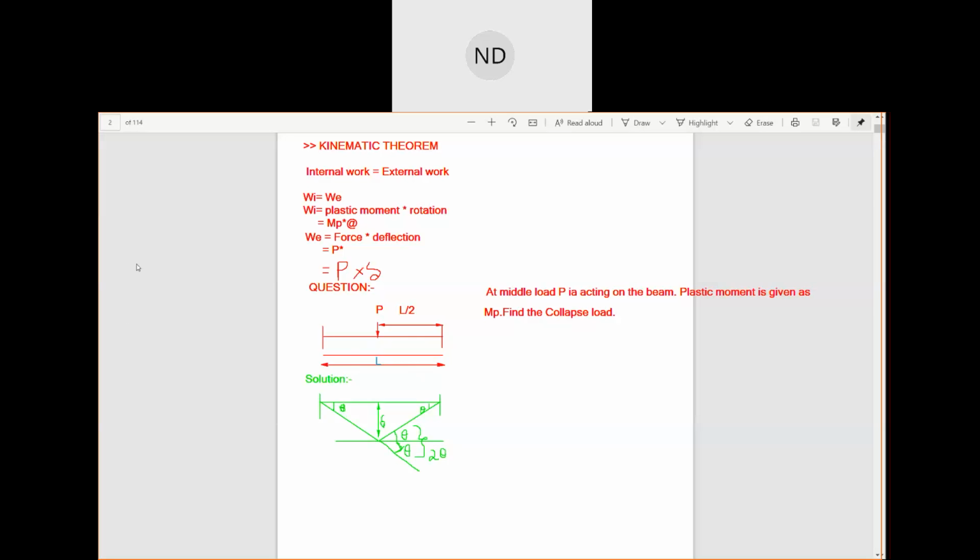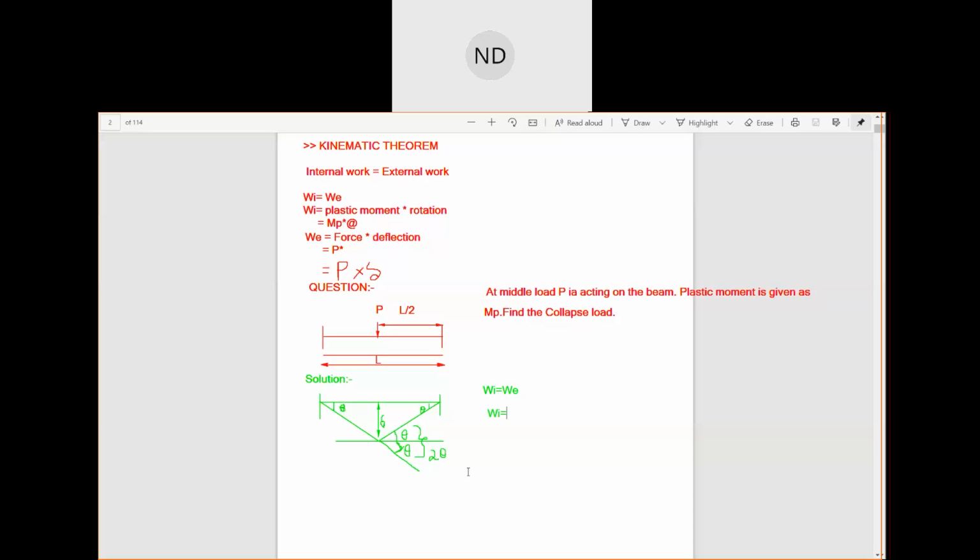This is your L. Now according to the kinematic theorem, if we apply it here, this is your deflected diagram. The internal work done should be equal to the external work done. So we have to find out what our internal work done is. That is plastic moment into rotation, Mp into theta.